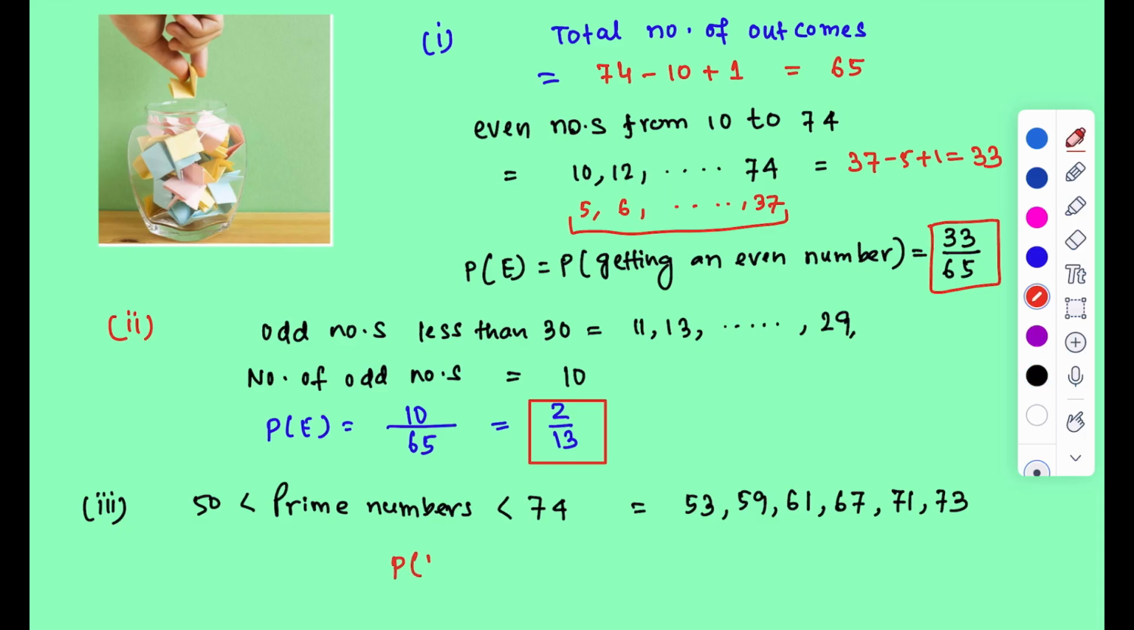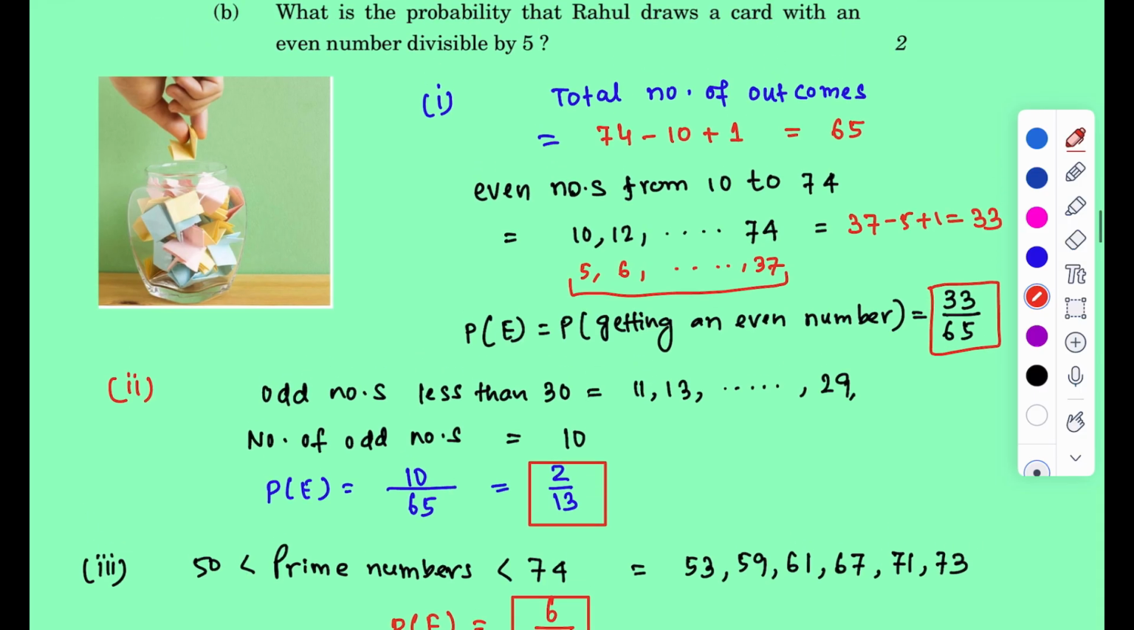So the probability of the event will be equal to 6 divided by the total number of outcomes, 65. The probability of the event will be 6 by 65.